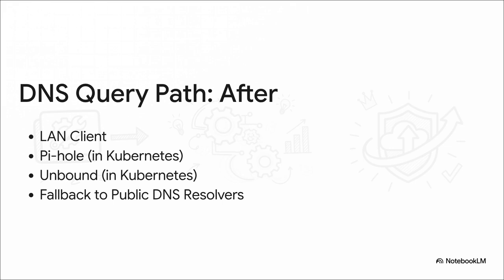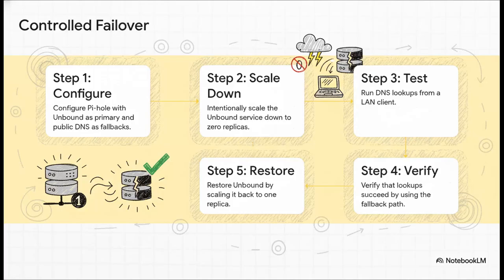This gives us way more control, better performance for cached lookups, and, this is the clever part, we've kept the public resolvers, but now they're just a fallback. It's a safety net. But here's the thing. Having a safety net is useless if you don't know it's going to catch you. You can't just hope it works. You have to test it.